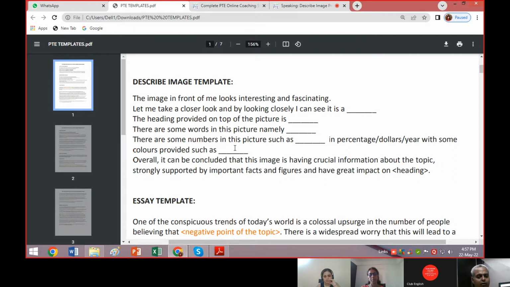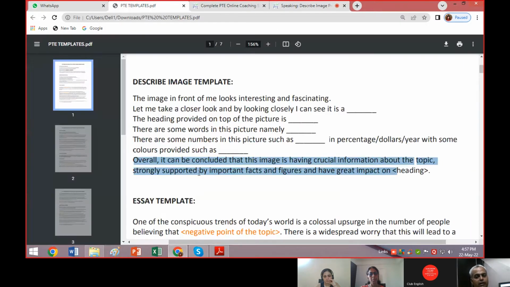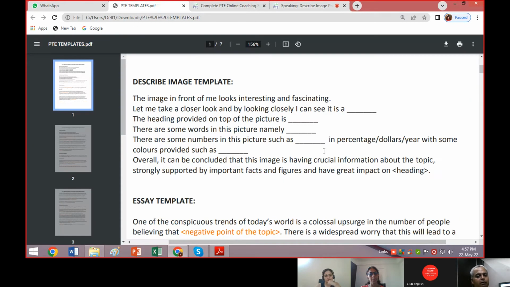Now, after doing all this, you'll be coming to a conclusion. So you'll say it can be concluded from this image that it is having crucial information about the topic. Again, you'll be saying the topic. What is the topic? About the language college timetable, strongly supported by the important facts and figures and having great impact on language college timetable. Okay, so it is like that. So this is how we will be telling the students to do it. And I'll be sharing this with you.